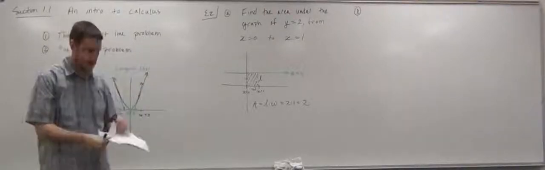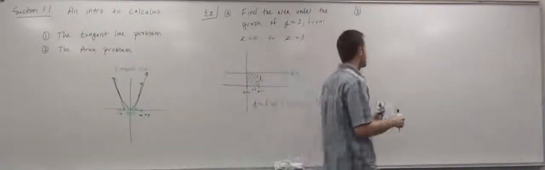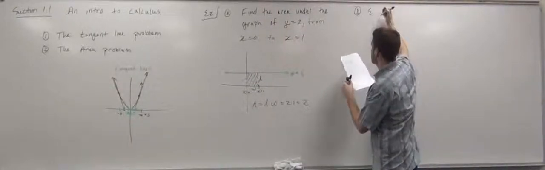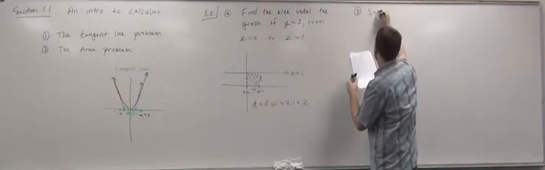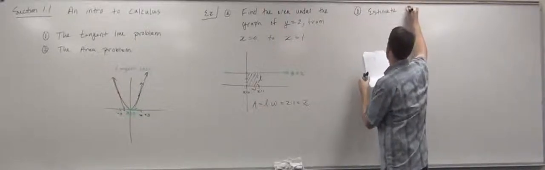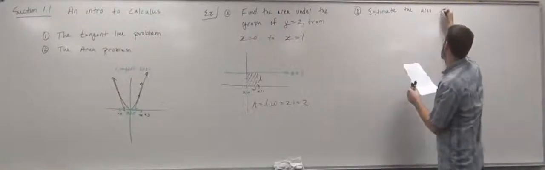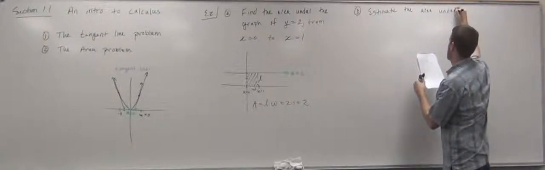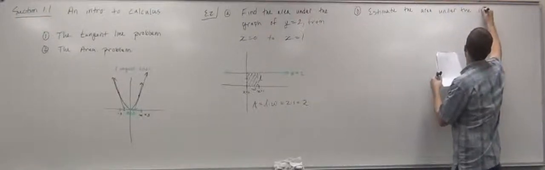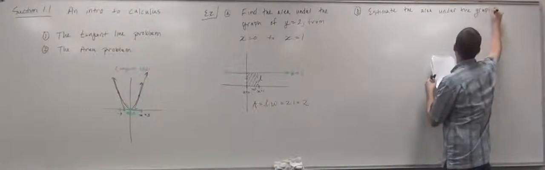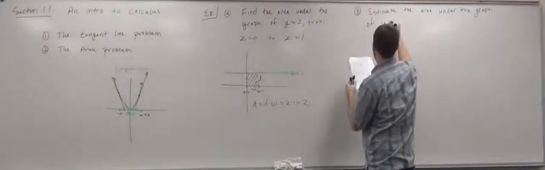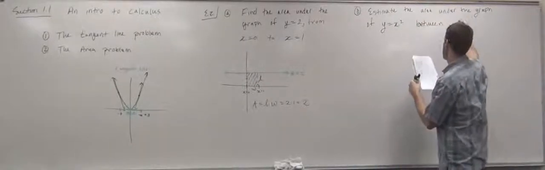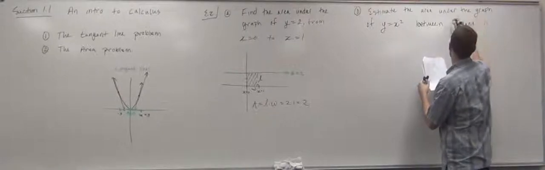Now let me give you something you can do, but leads to something you cannot do. So estimate the area under the graph of y equals x squared between x equals 0 and 2.